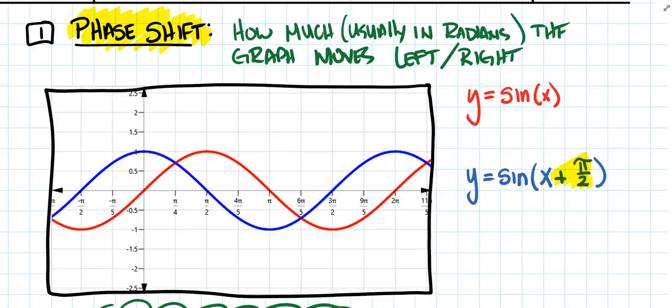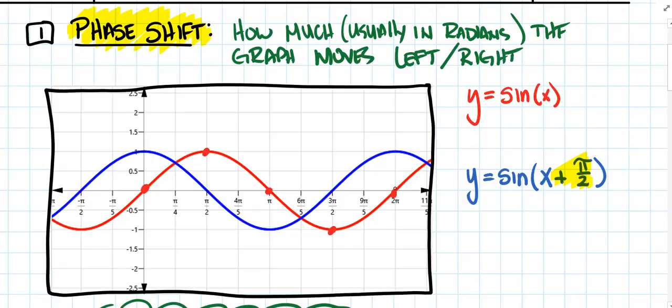Okay, so again, I have 2 graphs for you. I have the red graph, which is your basic sine graph, and I will remind you of the 5 points. We have (0, 0), (pi over 2, 1), (pi, 0), (3 pi over 2, negative 1), and 2 pi. And that graph has not moved whatsoever.